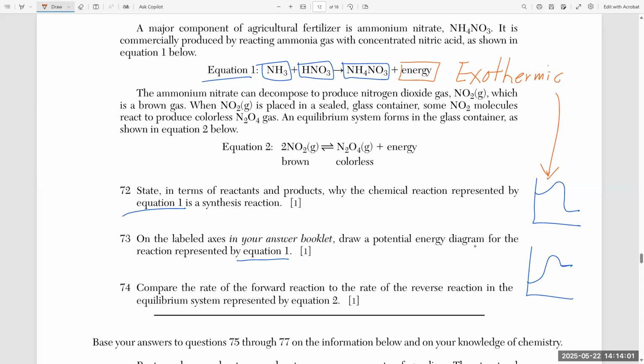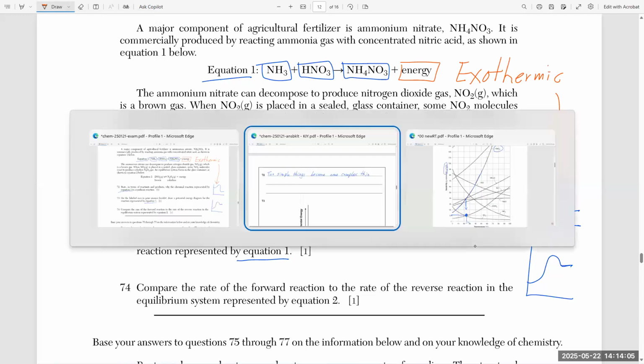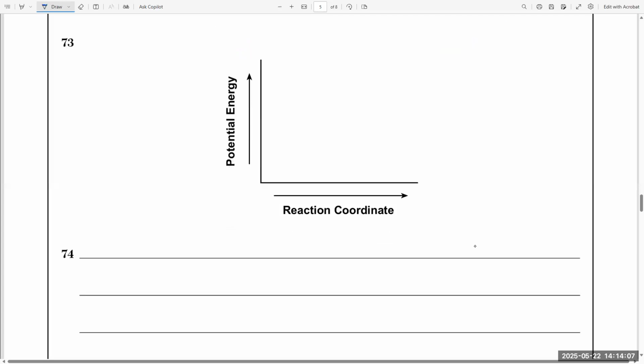That'd be this guy. We're done, guys. It's this easy. All right, so I'm going to go here. What am I going to do? I'm literally going to draw a random exothermic graph, and this is how easy this one is, okay?